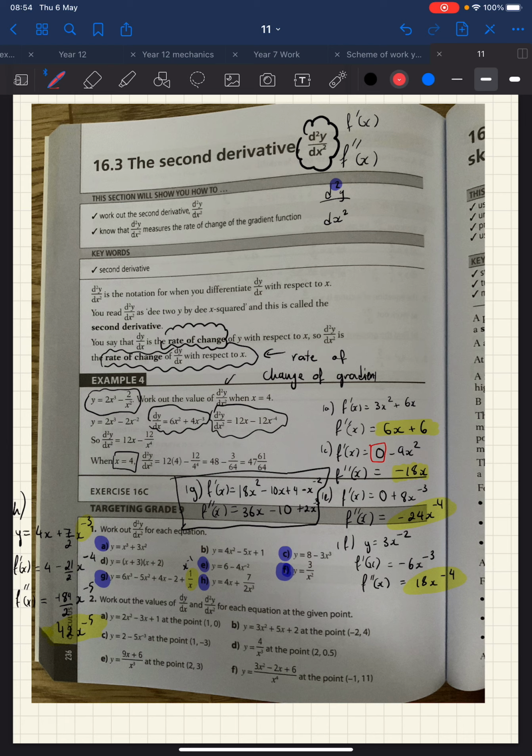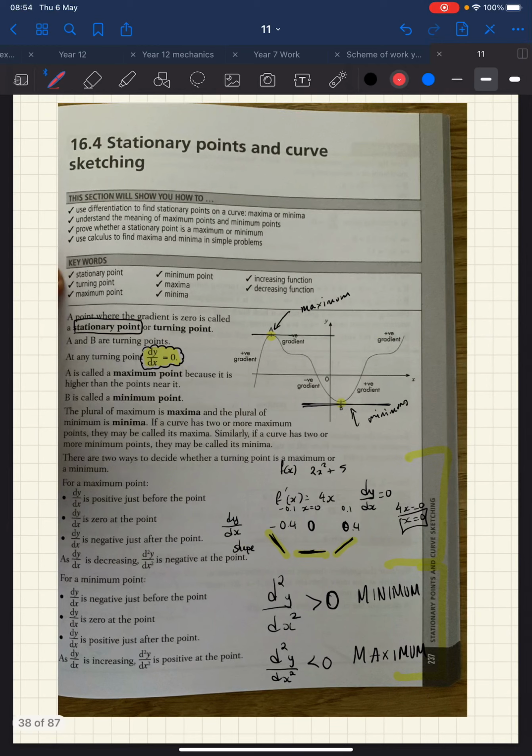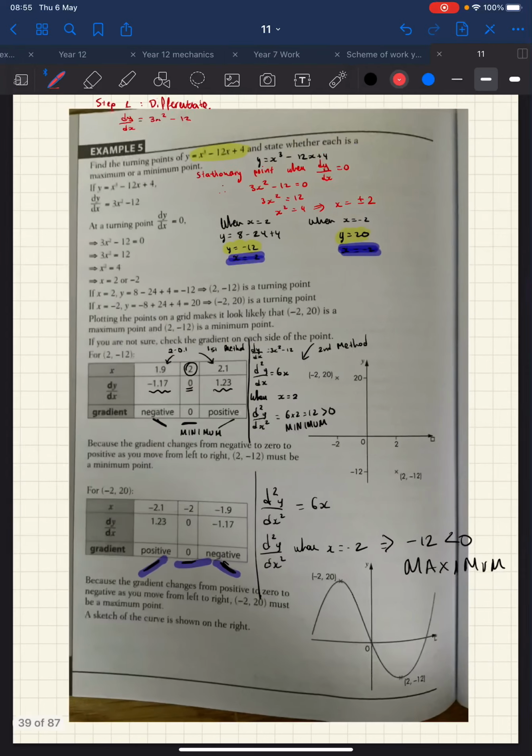Now, why would you actually need the second derivative? Well, the second derivative, or the rate of change of the gradient, can actually tell you if you've got a maximum or if you've got a minimum. So it basically tells you the nature of the stationary point. That's why we actually use it for this. So you can see here we've got a maximum and here we've got a minimum for our curves. And if your second derivative is positive, you get a minimum. But if your second derivative is negative, you get a maximum.